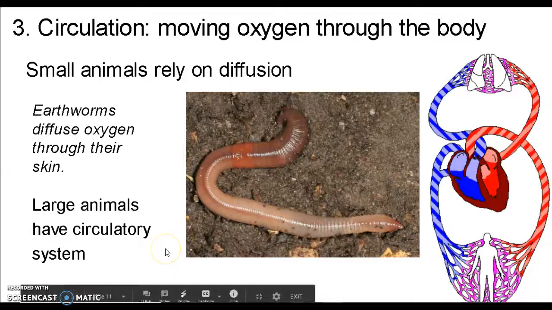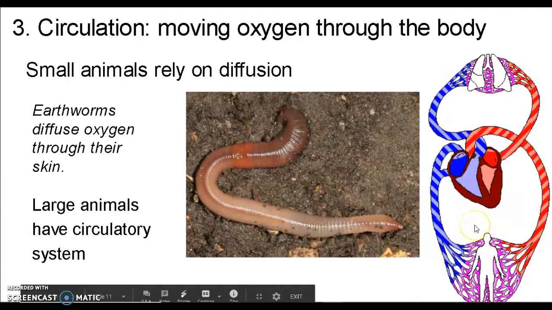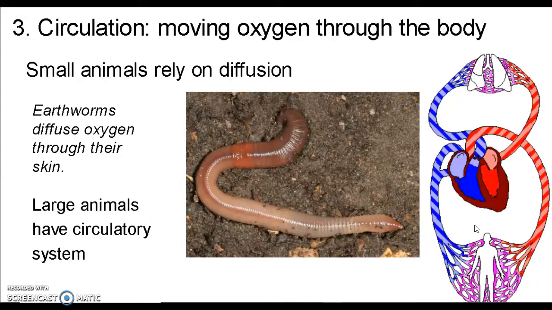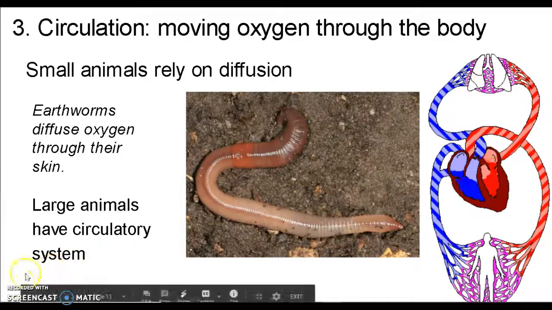Large animals have a very complex circulatory system. Like this is an example of a human circulatory system with the big network of arteries, veins, and capillaries that are designed to transport oxygen and carbon dioxide around the body and back to the lungs.